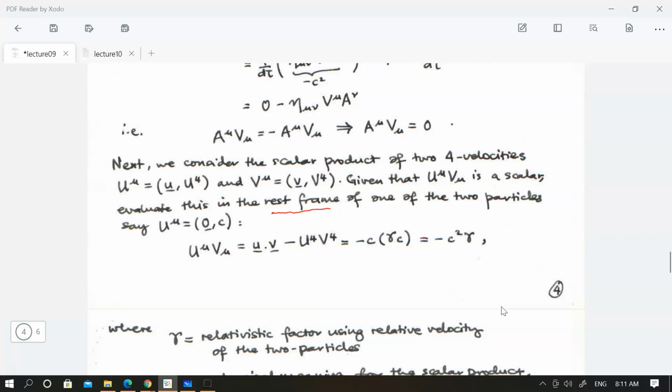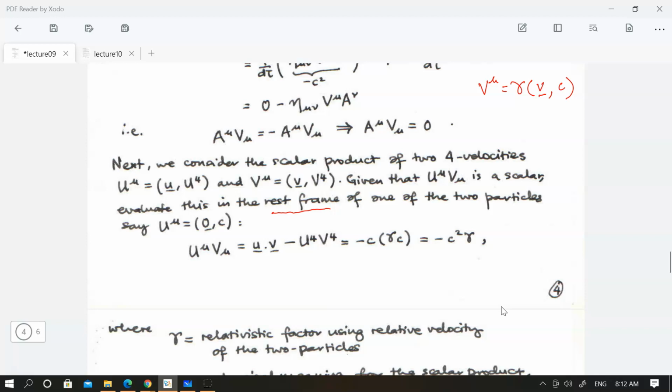Okay, and then what about the other one? Well, we still have this thing, but now you remember that in the fourth component, your v mu component is gamma, gamma depending on the frame, of course, and then your spatial components, and this is going to be c over here. So in other words, v4 will be gamma c.